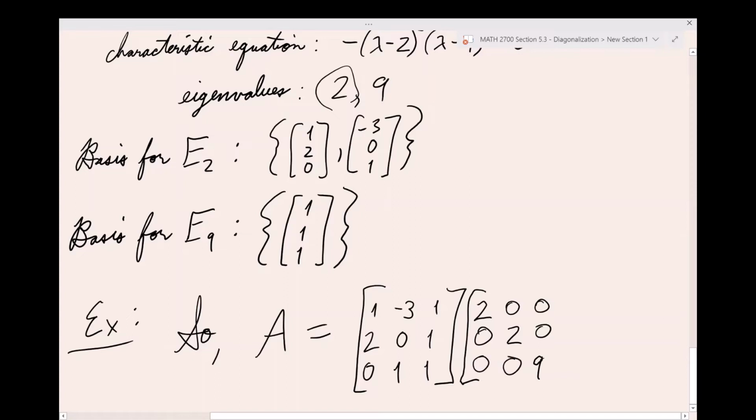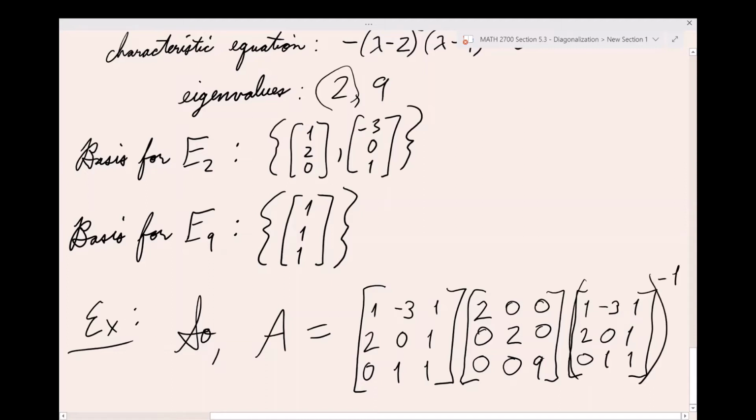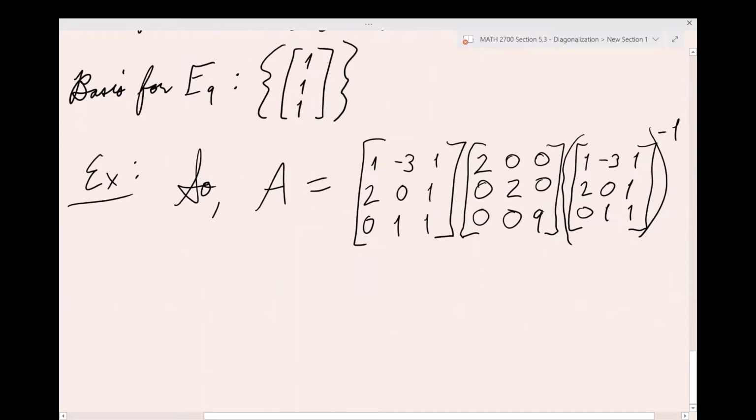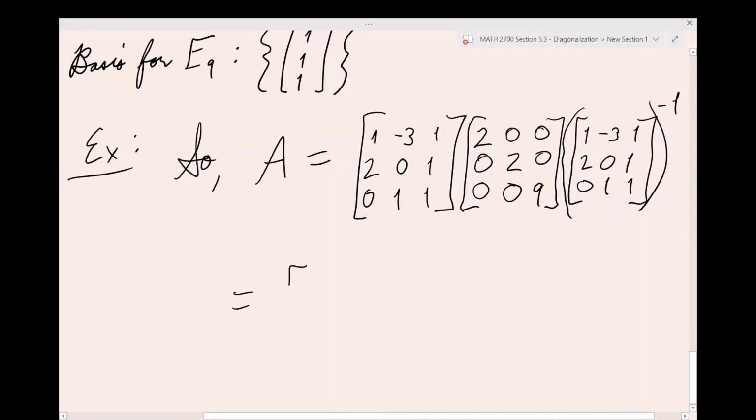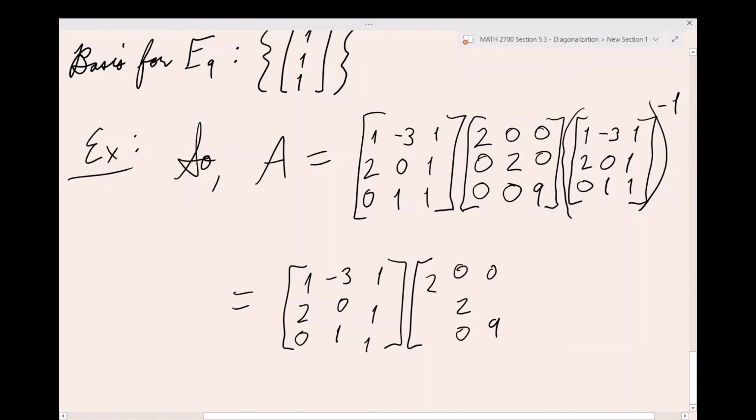And that's a diagonal matrix, in case you forgot what that means. That just means everything that's not along the diagonal has to be 0. And then what matrix goes here? Well, that's just going to be whatever this matrix's inverse is. So then, let's clean this up a little bit. Here's that diagonal matrix.